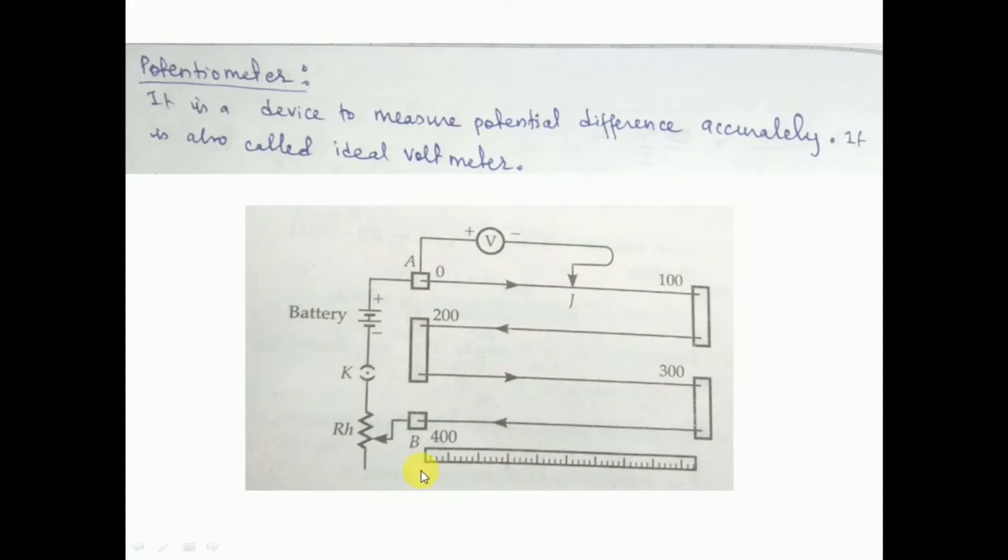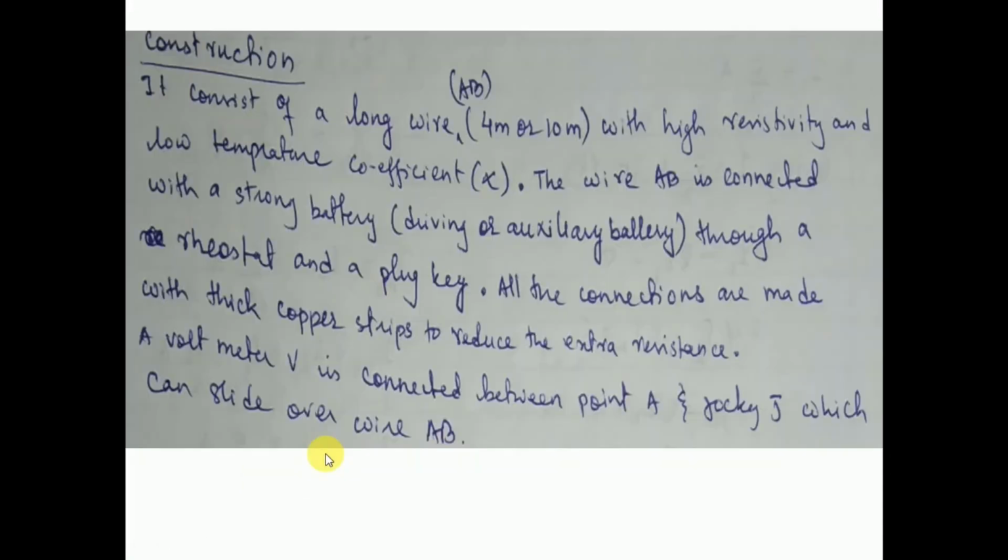And this is a scale through which we know the length of the wire, and this voltmeter is connected between A and J. This is a jockey which can slide over this wire. So this is all about the construction.